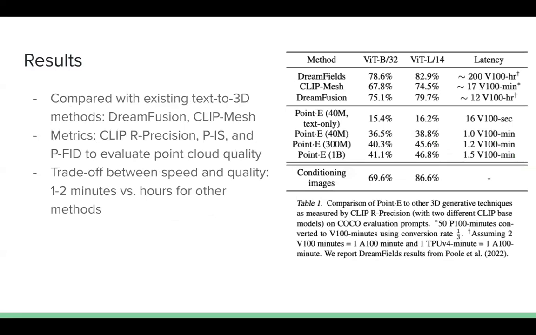Moving on to the results, the team evaluated Point E using several metrics, such as CLIP R-precision, which measures how well the generated 3D models align with the text prompts, and P-IS and P-FID, which measure the quality and diversity of generated point clouds. Although Point E's quality is below the state of the art, it achieves significant computational speedups, requiring only 1 to 2 minutes per model compared to hours for other methods. In this diagram on the right, we can see that the latency for our Point E models is significantly faster when converted into a comparable GPU metric.